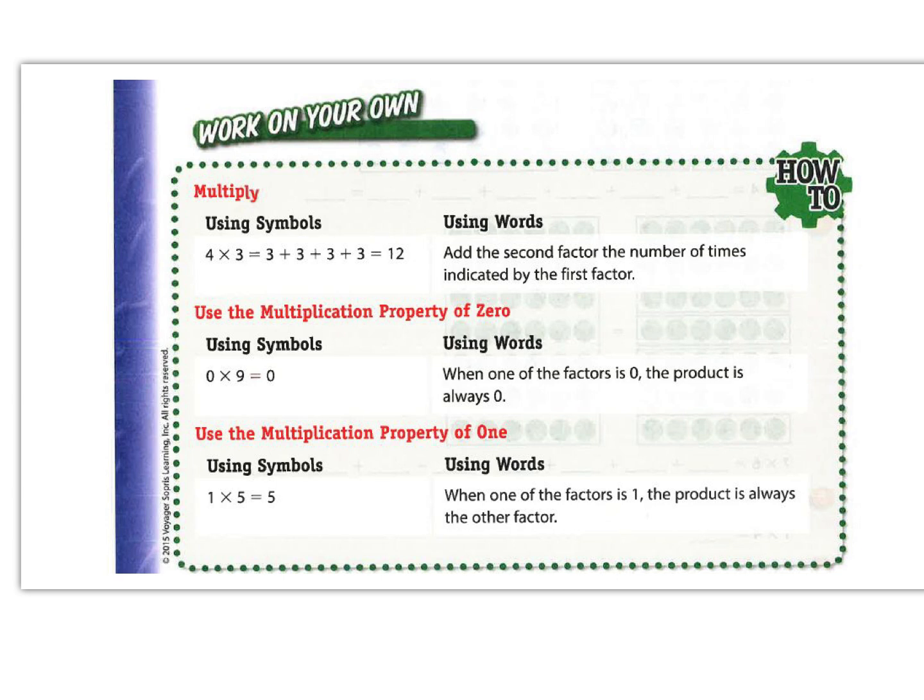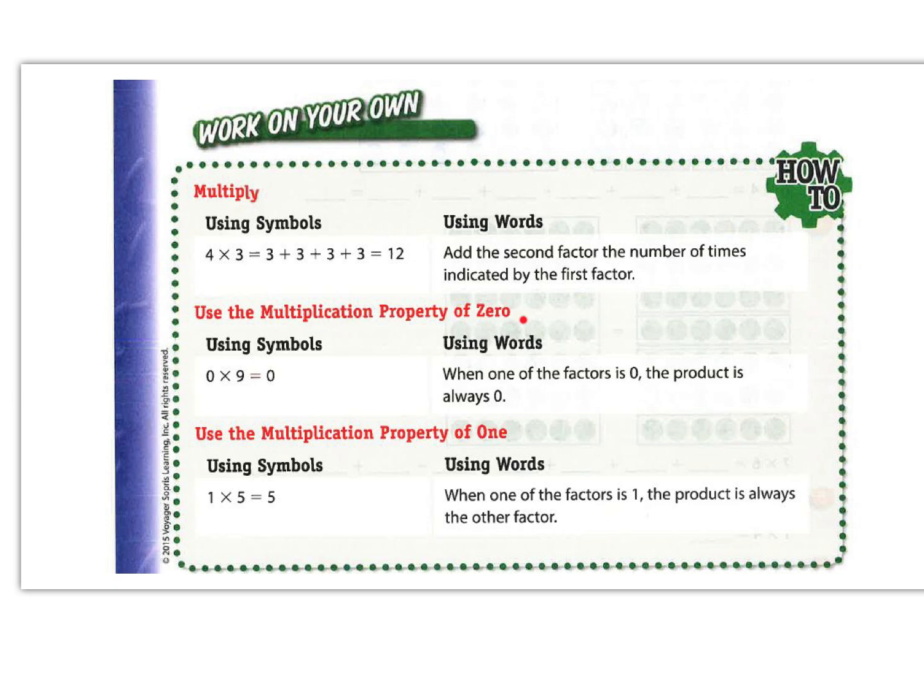Okay, so this says add, so using symbols, 4 times 3 equals 3 plus 3 plus 3 plus 3 equals 12. So you're going to add the second factor, this is the second factor, the number of times indicated by the first factor. So we added 3 4 times.